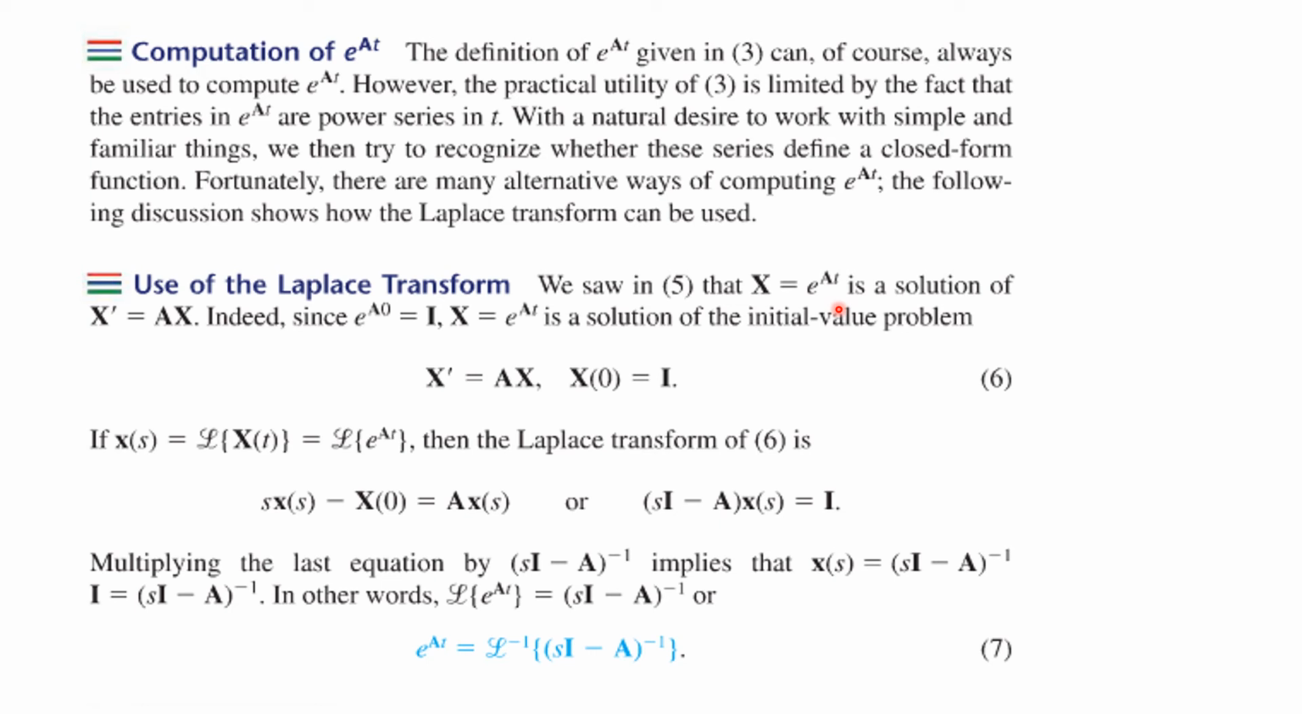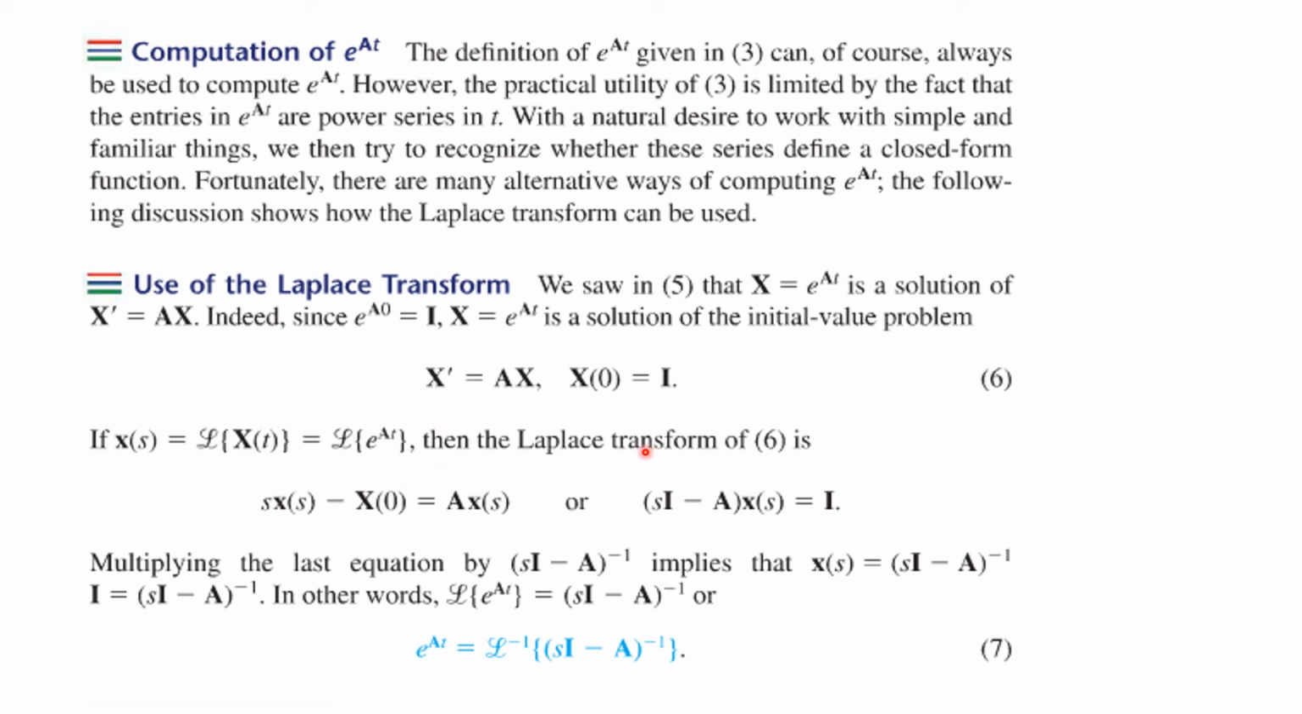Okay, so we saw previously that x equals e to the At is a solution to this differential equation. And since e to the A0 is I, x equals e to the At is a solution of this initial value problem. So what we're going to do is take Laplace transforms of this entire thing, as we've done before. So X(s), that's in the transform, is the Laplace transform of x(t), and that's the Laplace transform of e to the At, because that was the solution to the initial value problem.